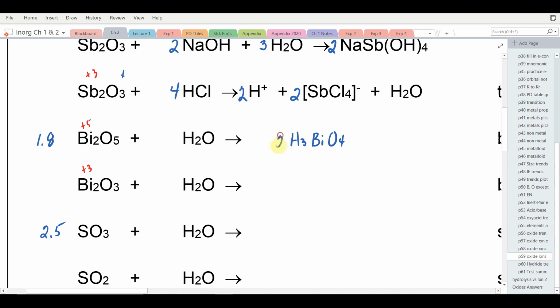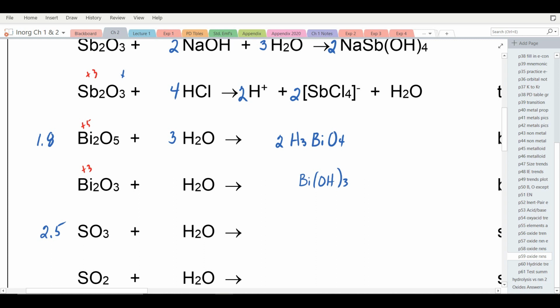2 and 2 bismuths. We have 8 oxygens. There are 5 here. Looks like I need 3 here. 6 hydrogens. That's balanced. Bismuth III oxide is a weak base. In water, it'll form the hydroxide, which I would write as Bi(OH), taken 3 times.